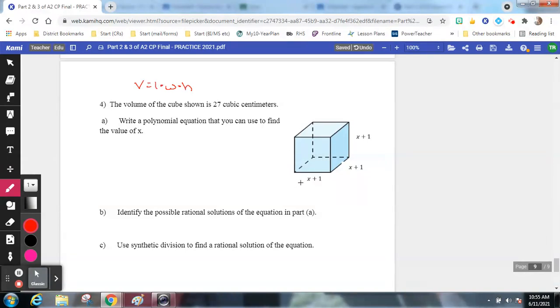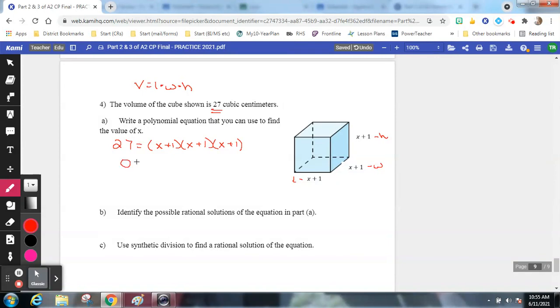Length times width times height. That's what all these are. They're all the same even. So we want to come up with a polynomial equation that you can use to find the value of x. So the volume is 27. So when I set this up, I'm going to have 27 equals all of those multiplied together. So it's x plus 1 times itself 3 times, or x plus 1 cubed if you really wanted to have that. Technically that is it, but you do need to multiply it out so you can do the math.